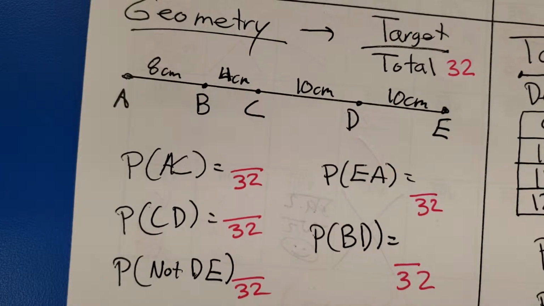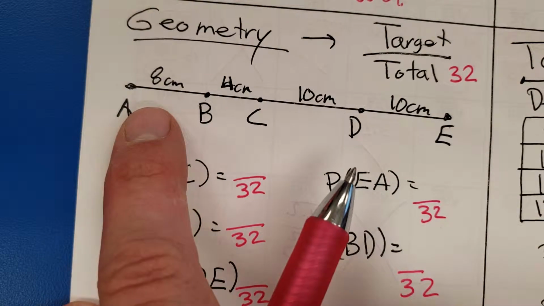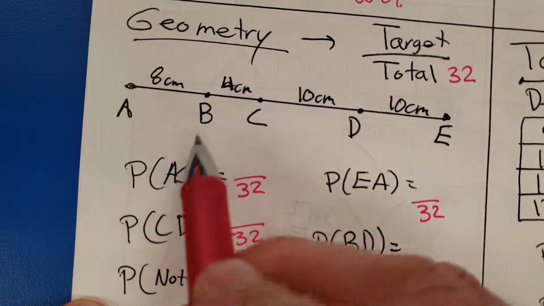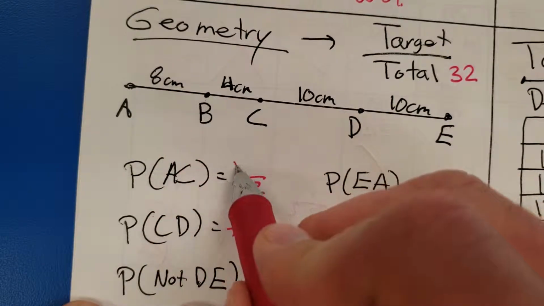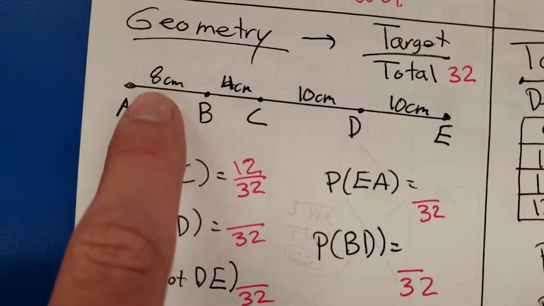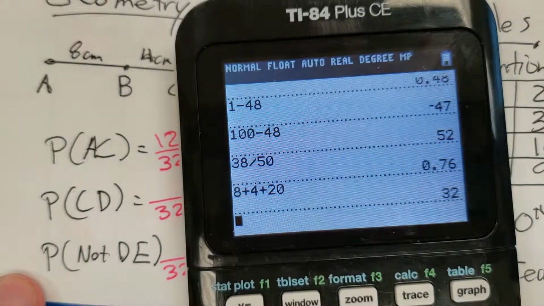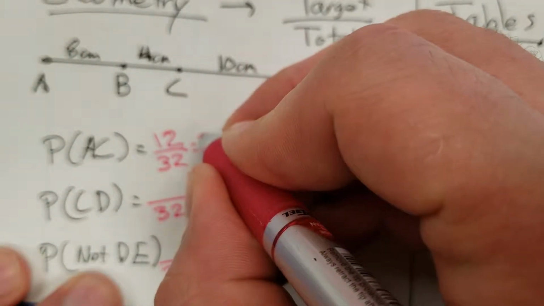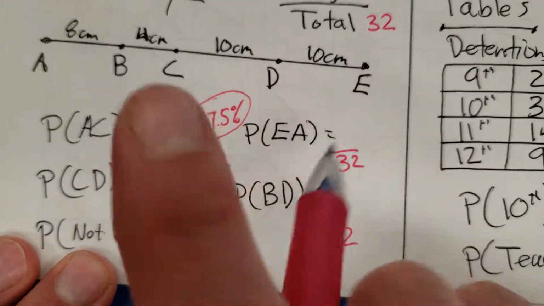So here we go. The probability that the point you're choosing lands on AC. Well, AC is only 8 centimeters long, so I'm going to go, oh, sorry, A to C would be 8 and 4. I thought I started off with a simple one, so that'd be 12. 8 plus 4 is 12, so landing on AC would be 12 out of 32. AC is like adding two groups, just like the green or blue marbles. So 12 out of 32, let's see what Mr. Calculator says. Okay, 37.5%.